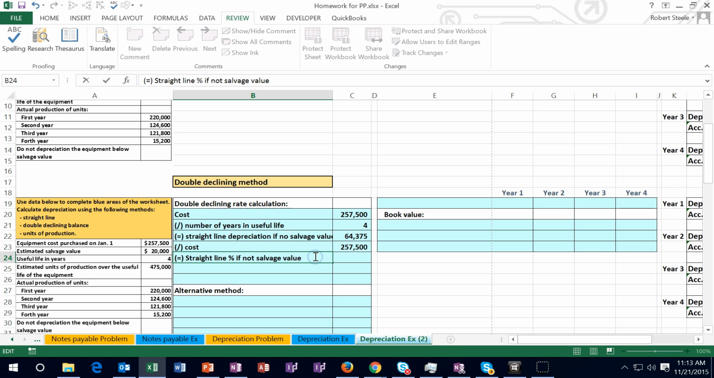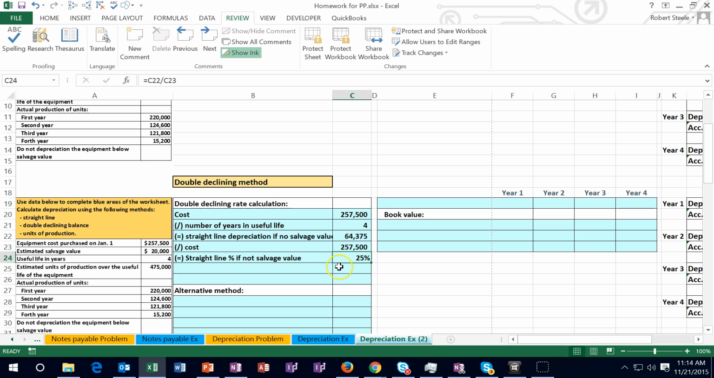And what we're going to do is I'm going to say that's equal to the straight line percent if there was no salvage value. So let's do this calculation. I'll try to explain this a bit more. I'm going to say this equals the $64,375 divided by the $257,500, and enter. That gives us a 25%.